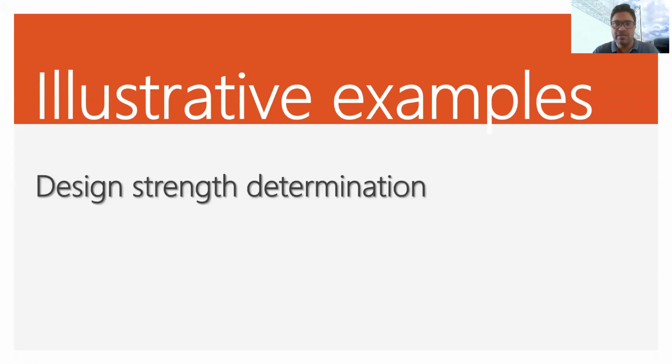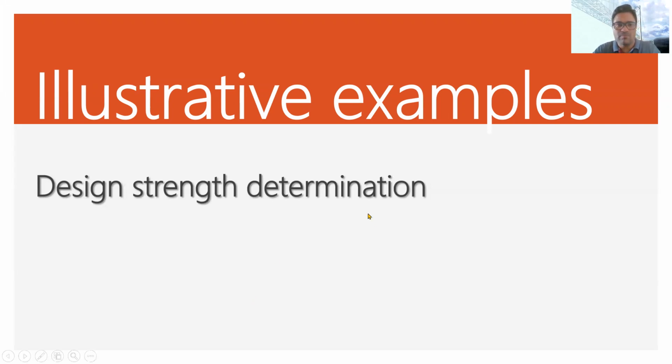Hello, welcome back. In the previous two examples, we have seen how we can find out the net effective area of different sections, like in the case of plate and in the case of angle sections. Net effective area determination is very important because it is required to find the design strength of a tension member. Whenever we are supposed to find the design strength of any tension member, we may be required to find the net effective area, because the net effective area is used to calculate the design strength.